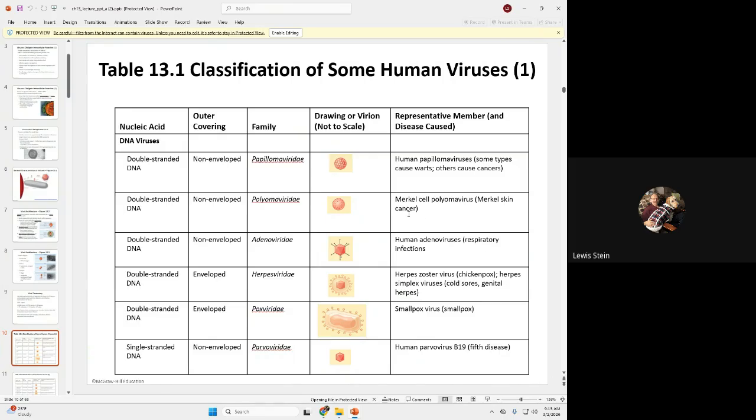This is the only time you're going to hear about Merkel cells, and when it comes to HPV, we're going to hear a lot about it in a number of areas. I'm skipping herpes. You'll see why in a minute.